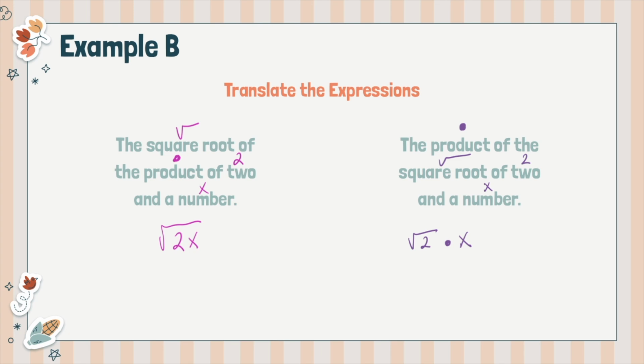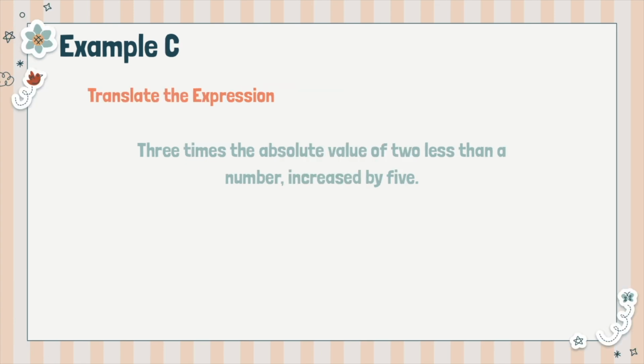Now let's take a look at example C. Here we are in example C, and it's got a big long expression that we're going to have to read through in pieces. So 3 times something. The absolute value, so I'm going to need absolute value bars here, of 2 less than, and remember that's going to make that go to the back, so minus 2, and a number. That's going to be our x, and increase by 5, so at the end there we're going to have a plus 5. So now let's put it all together.